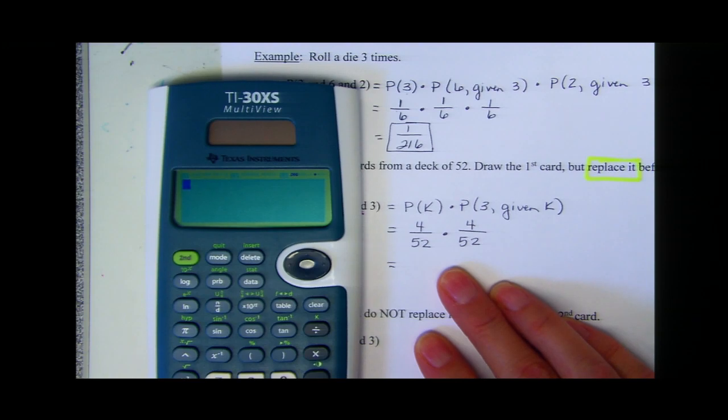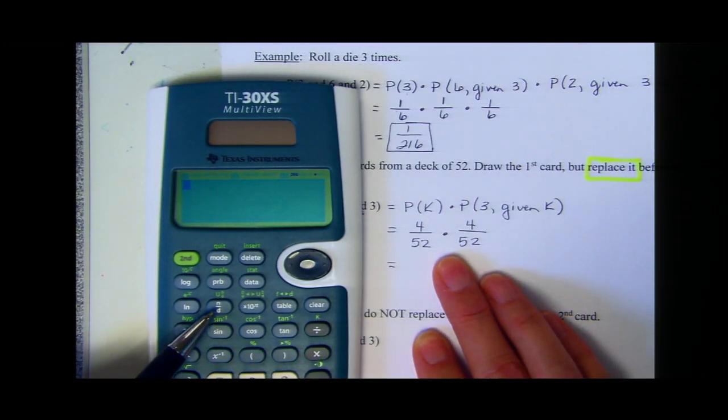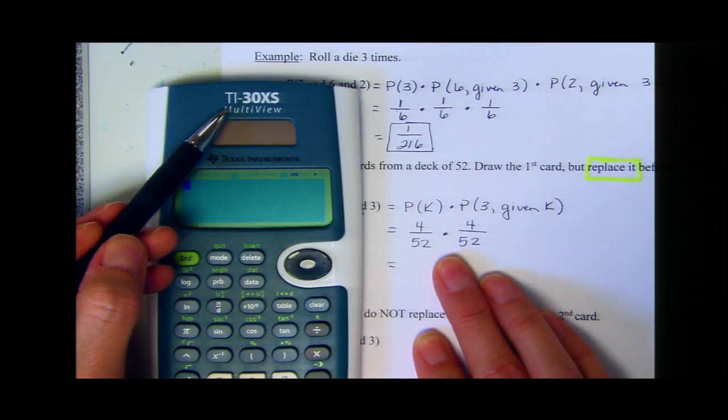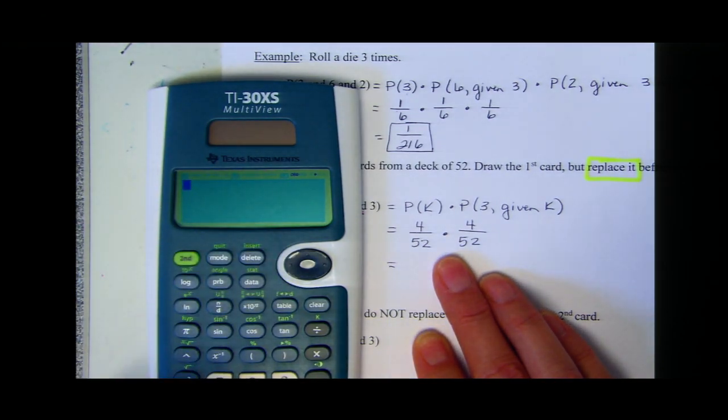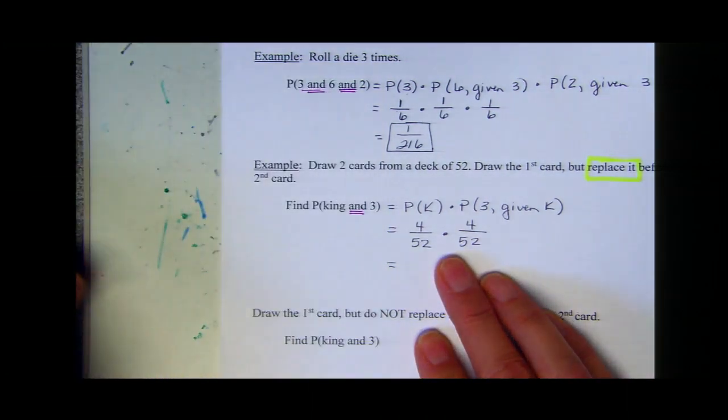You can do the reducing of the fractions yourself, but on calculators, and this is the TI-30XS MultiView, which I highly recommend, there is this button right here, n over d. So I can put in 4 fraction button, 52, right arrow over, times, and now I'm going to put in 4 fraction 52, right arrow over, and hit enter, and it's going to give me my reduced fraction, 1 over 169.